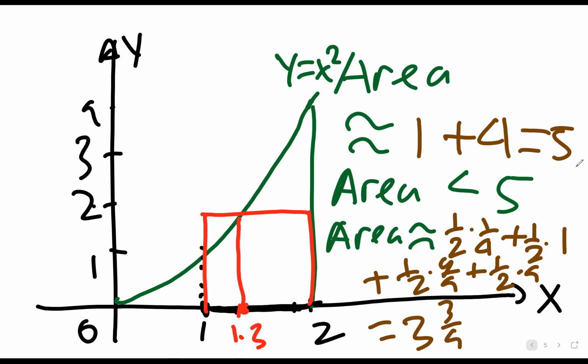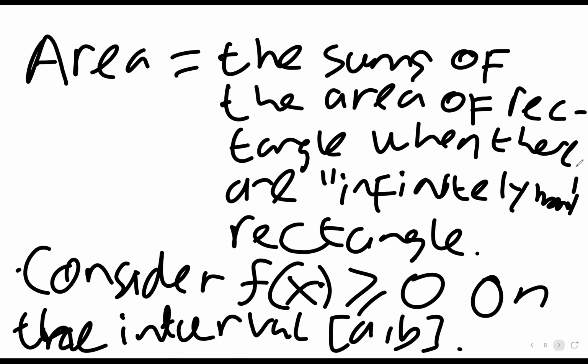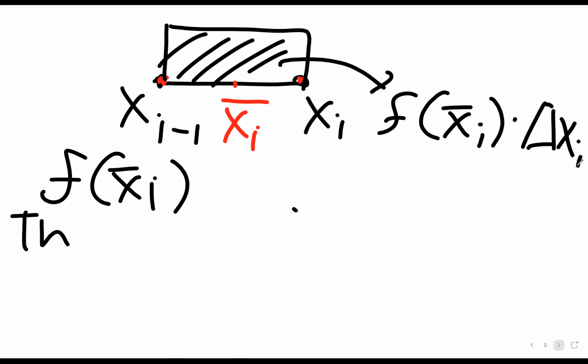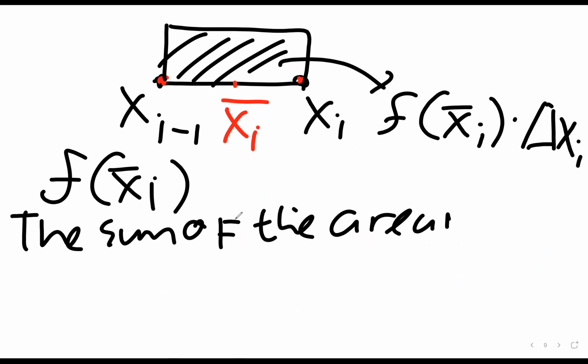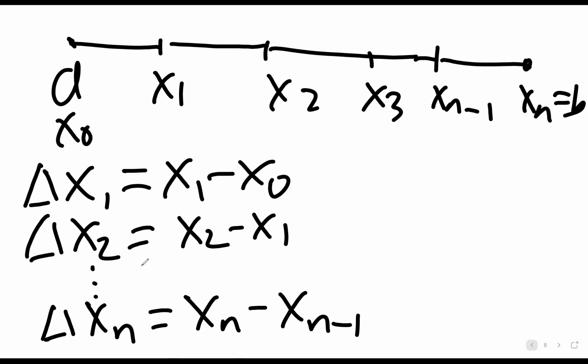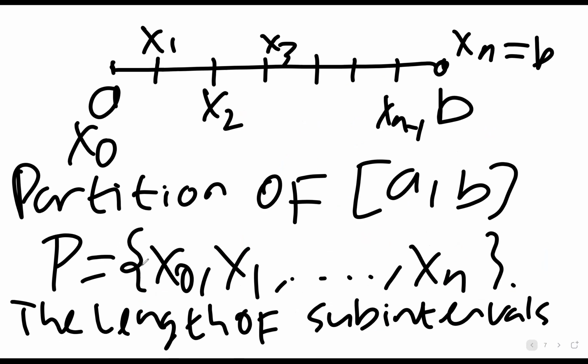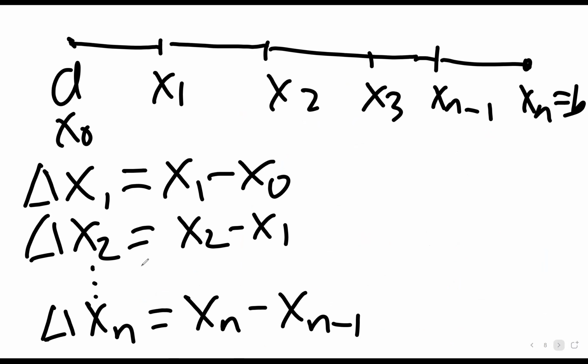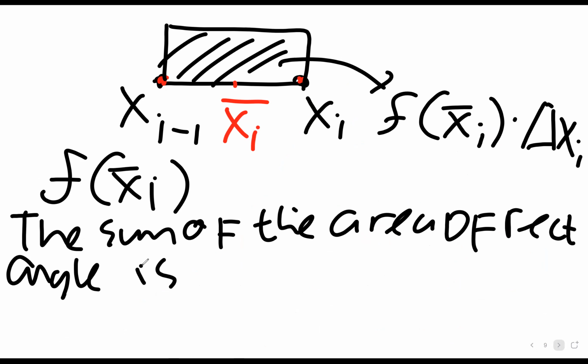So the sum of the area of the rectangles will be, okay, so I start with the first interval, x0 until x1. Its width is delta x1, okay? And its length is f of x1 bar. So f of x1 bar multiplied by delta x1, okay? That's the area of the first rectangle.